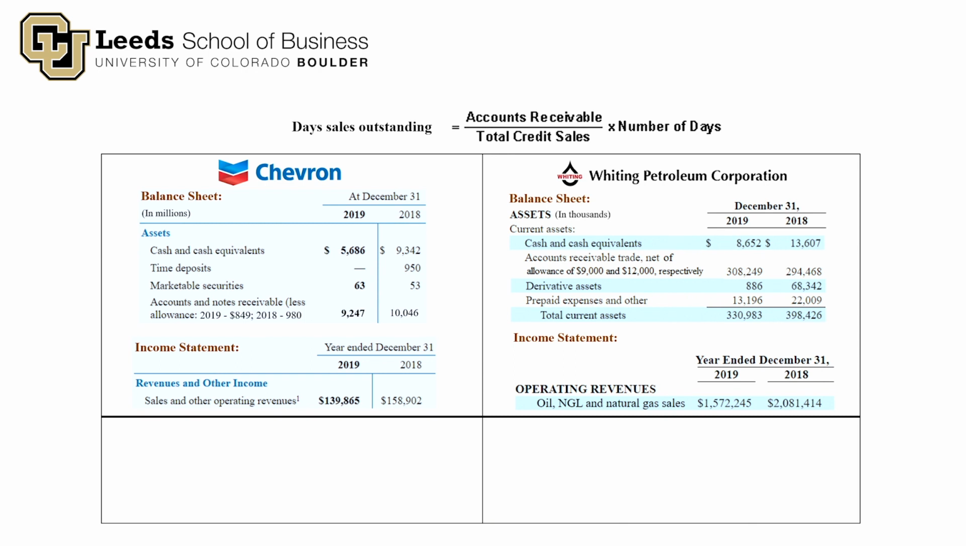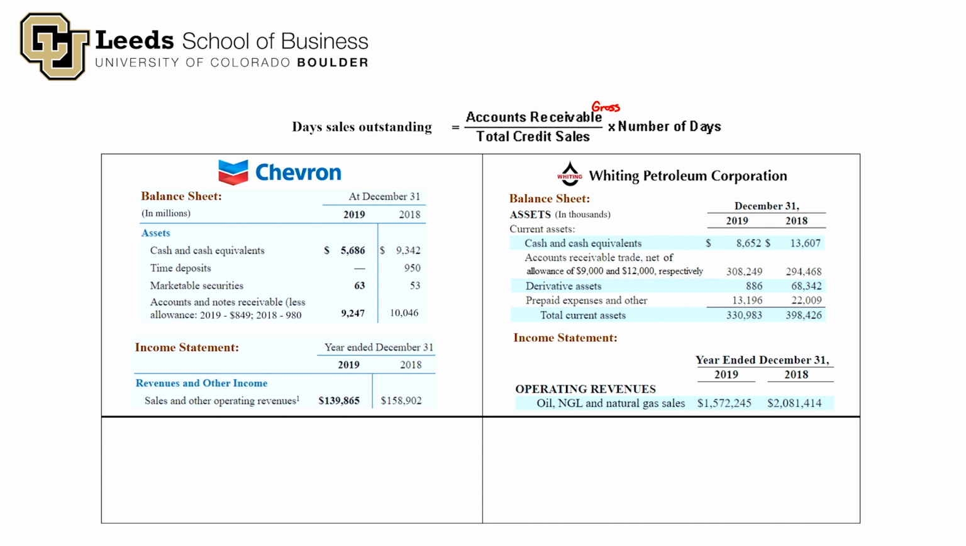And what is this ratio meant to show you? Well, how many days does it take you, as a company, to collect money from your customers? That's what we're trying to get at with this ratio. And to calculate the ratio, we take accounts receivable, and that's, by the way, gross accounts receivable. And we divide by total credit sales, okay?